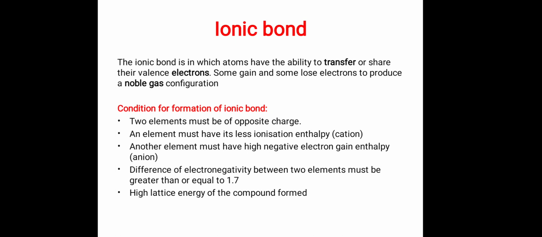Conditions for formation of ionic bonding. Two elements must have opposite charge, so one should have a positive charge and another a negative charge. An element must have low ionization enthalpy. Another element must have high negative electron gain enthalpy. The difference of electronegativity between two elements must be greater than or equal to 1.7. The compound formed must have high lattice energy.